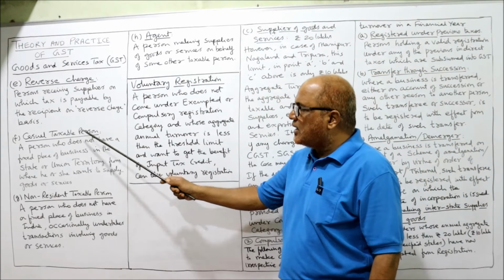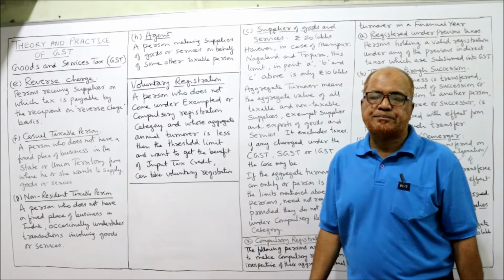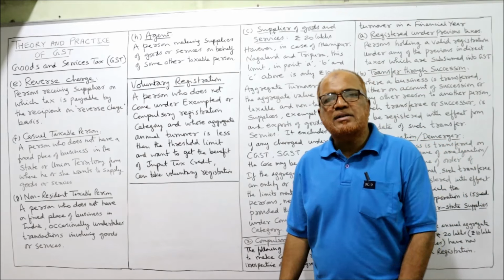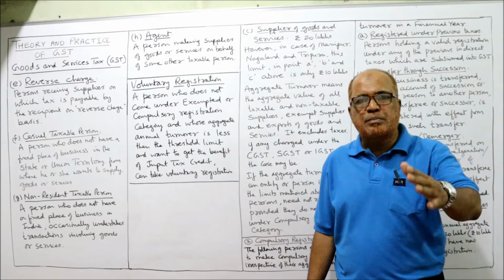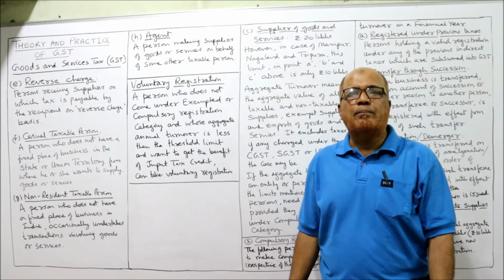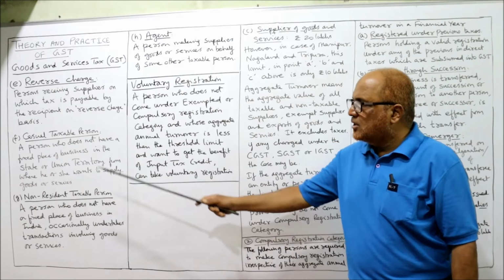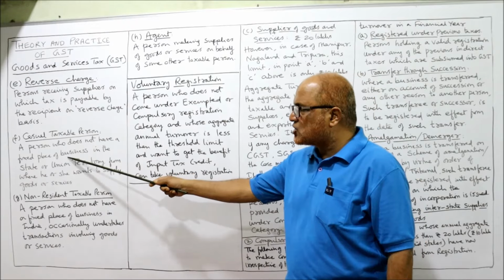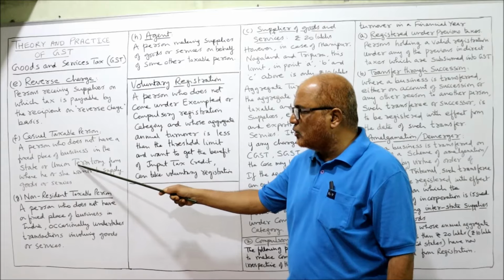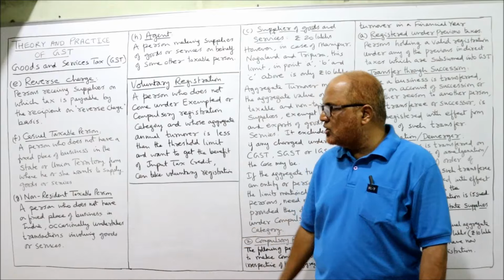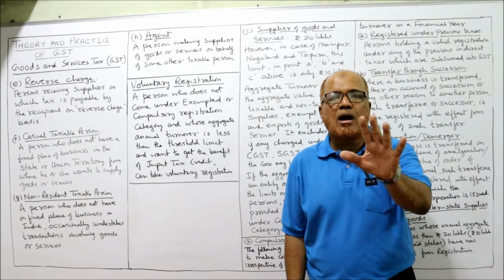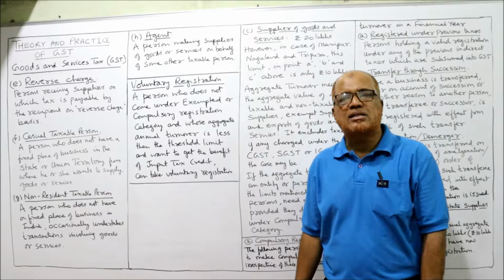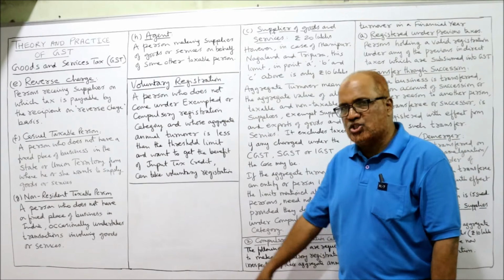Next one, casual taxable person. Suppose a person does not have a permanent place of business, and the business always moves from one place to another. A person who does not have a fixed place of business in the state or union territory from where he or she wants to supply the goods, always moving from one state to another state, compulsorily has to get registered under GST.